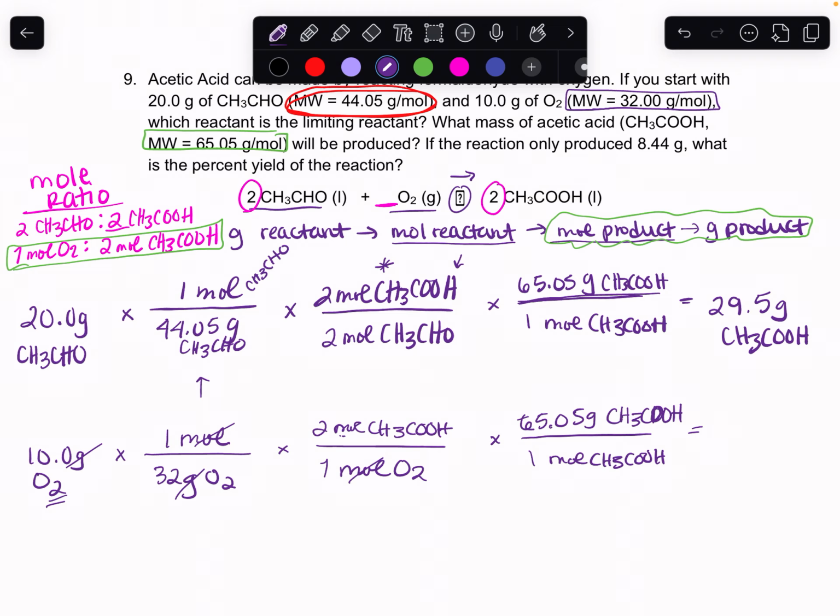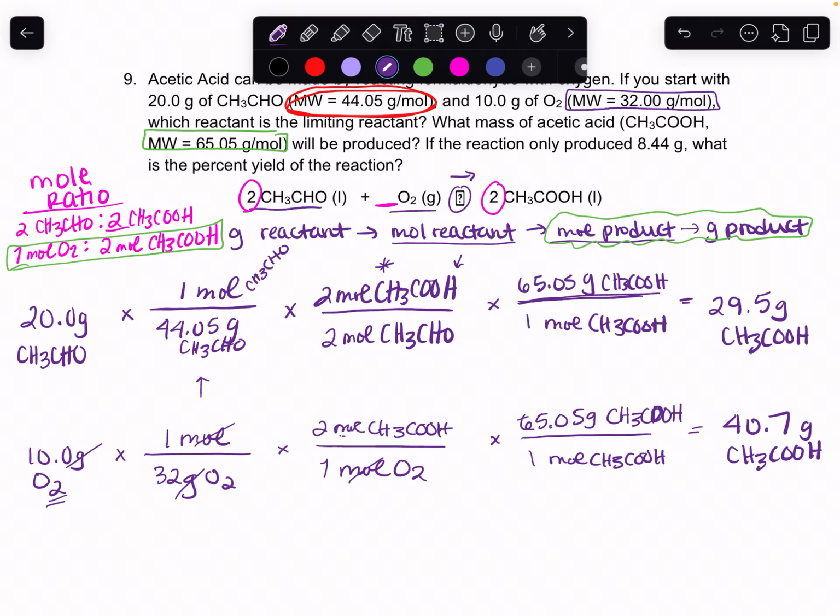Okay, so if I calculate all this out, and of course I haven't actually done it, so times 65.05, amazing, divided by. Awesome. So I'm getting 40.7 grams of CH3COOH.